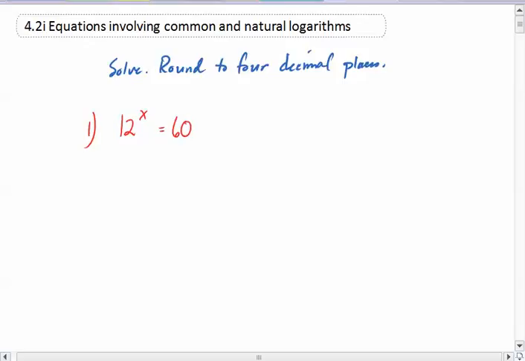Okay, here we go with solving equations involving common and natural logarithms. I think I'm about to lose my voice, so hopefully I can make it through this in the next video.